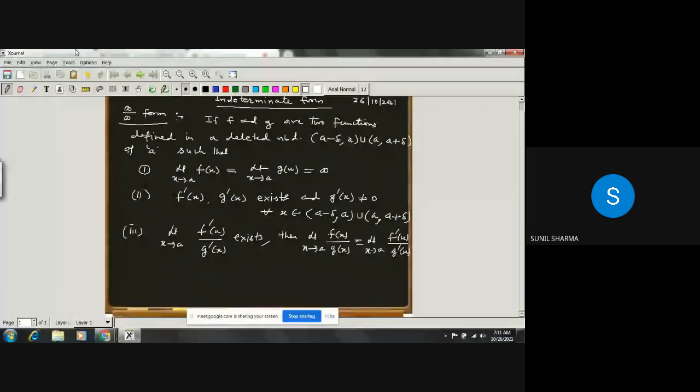If in the second step the derivative does not exist, then again we differentiate. Then we find f double dash x, g double dash x, provided g double dash x is not equal to 0. And we continue the process till we find that the derivative of f and g exists, and derivative of g is not equal to 0 in the deleted neighborhood.